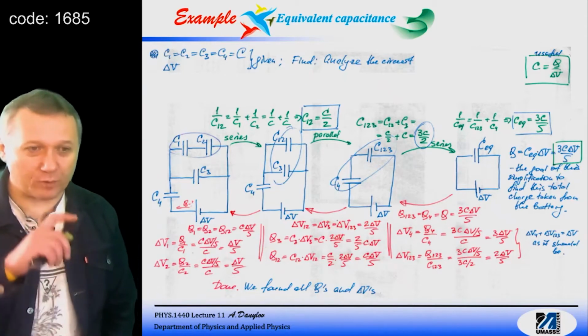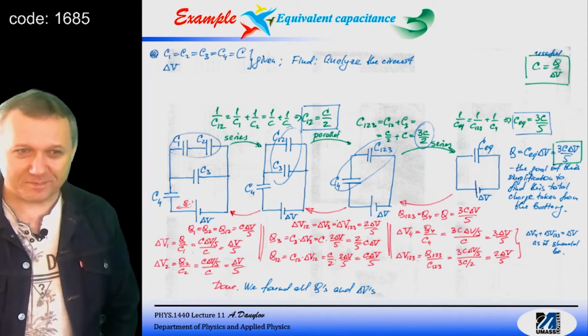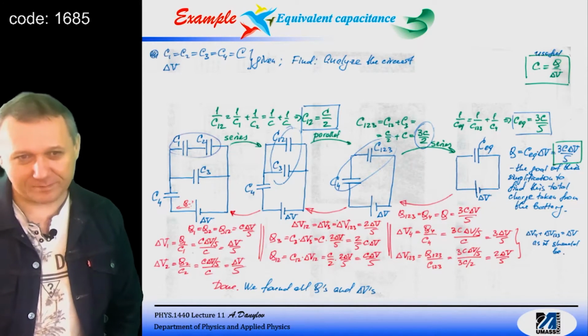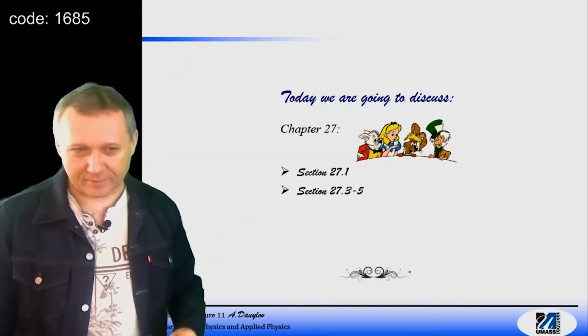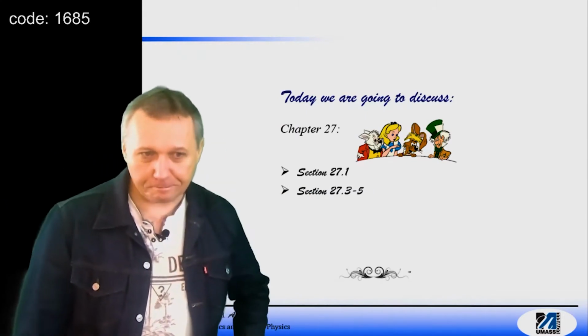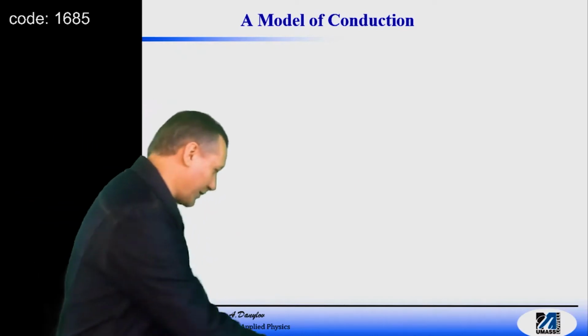Okay, so that's what's left. These are leftovers from the previous lecture, and now new material. It's time to start introducing current. All right, so now it's chapter 27. And because of this, I postponed the homework till Wednesday. So first of all, a model of conduction, right?